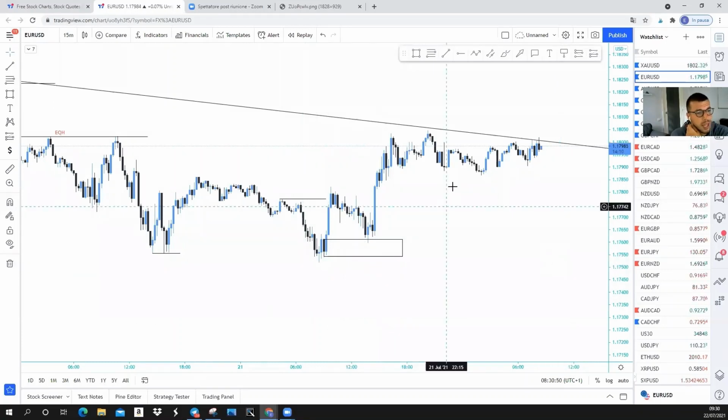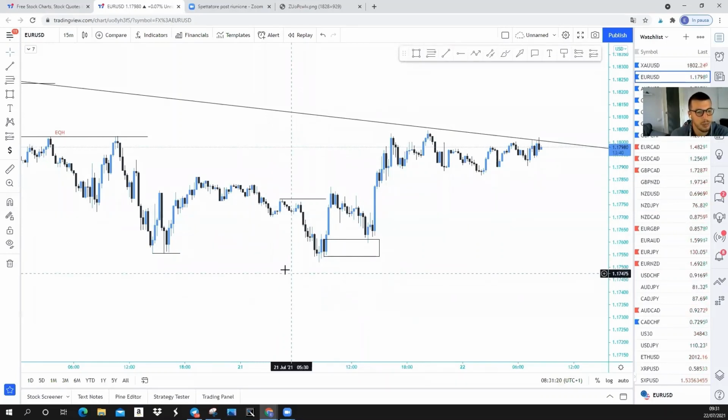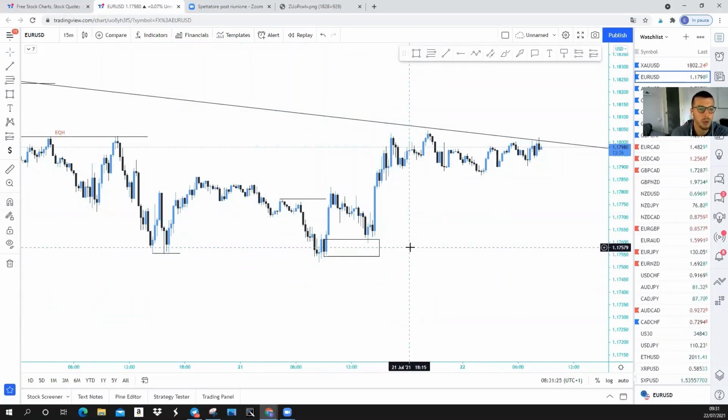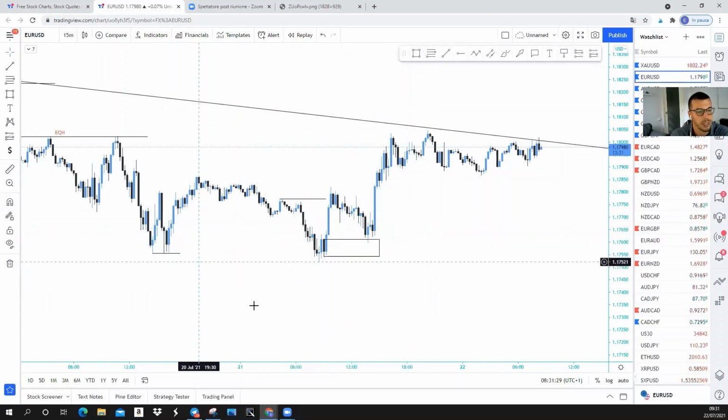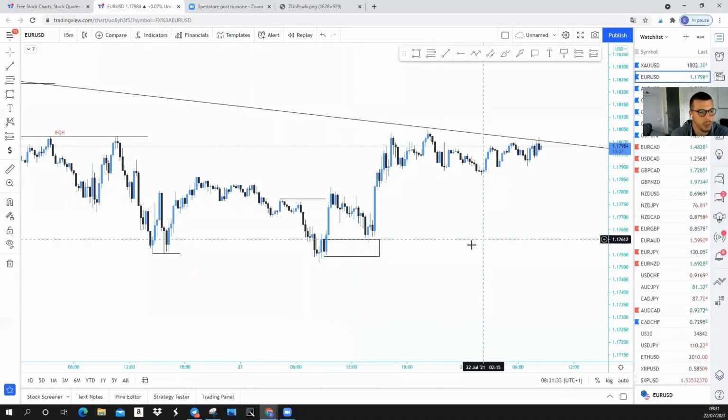Well, if you did enter this way, there was no stop loss hit. It depends how you entered. But I had my alert down here. I wanted to see the 50% of the order block being filled, and that didn't happen. So I didn't take the trade, but this was beautiful anyway, with a nice manipulation below the equal lows, nice break of structure up here, just a retracement.